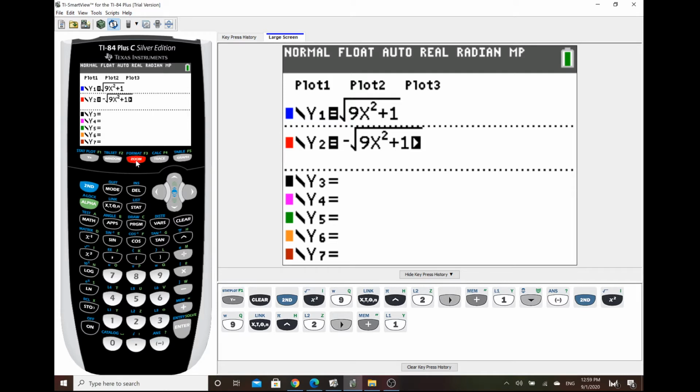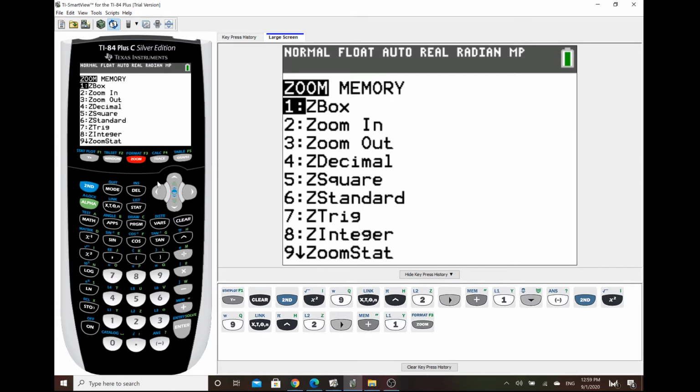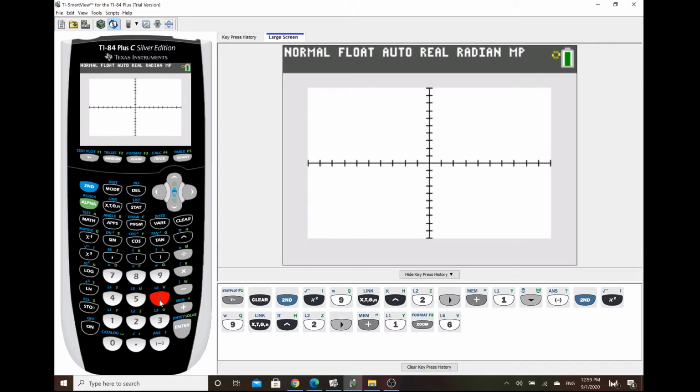Now, in order to go back to the default setting for the window, you want to go to zoom standard. So zoom 6. And as you notice, this one is a hyperbola. It's a conic section, something that you did in pre-calculus. So it's a vertical hyperbola.